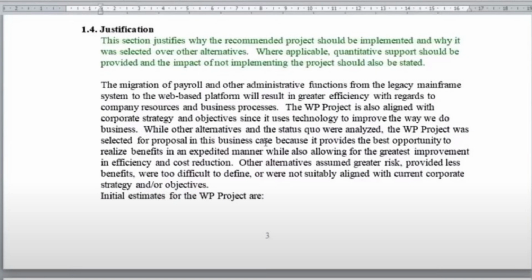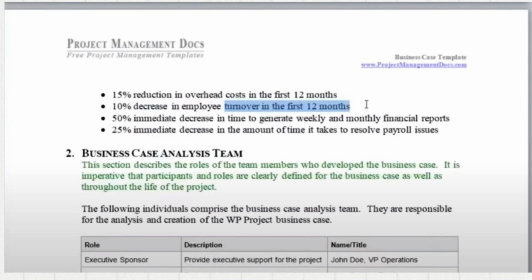Another important thing to focus on is the expected benefits. What specific benefits are anticipated? Here, it is clearly stated: a 15% reduction in overhead costs in the first 12 months. A 10% decrease in employee turnover in the first 12 months. A 50% immediate decrease in the time required to generate weekly and monthly financial reports. It is important to capture this data objectively so that we can measure progress. This will also be a part of the business benefits management plan, which we will discuss later. When we get to that topic, you will be able to relate to it as well.